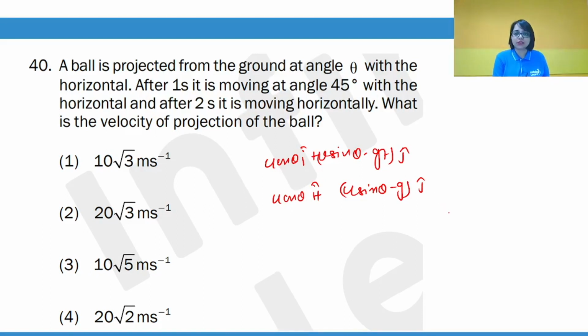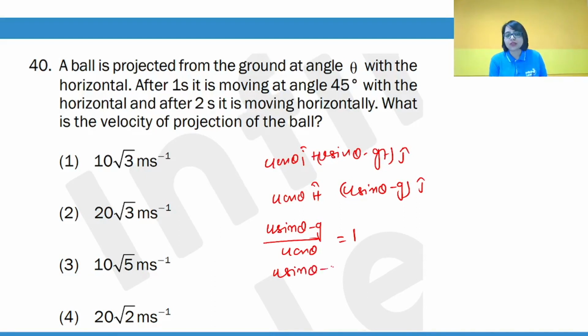Now the angle between the velocity and the horizontal direction at 1 second is 45 degree. So basically (u sin theta minus g) upon u cos theta is equal to tan 45. So it is 1. So u sin theta minus g is equal to u cos theta.